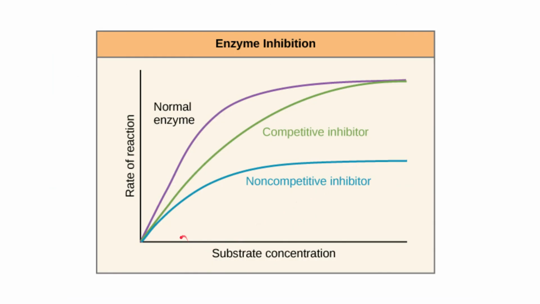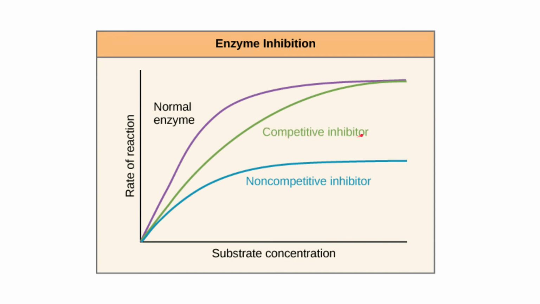So here you can see, you've seen this graph before, with substrate concentration and rate of reaction. Here you can see normal enzyme, no inhibitor present. And we said that as you initially increase substrate concentration, you increase rate of reaction, but eventually it's going to plateau because the enzymes are working at their maximum rate. So no further increase in substrate concentration increases rate of reaction.